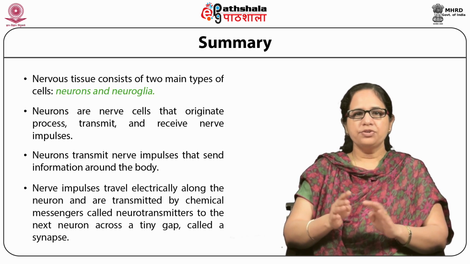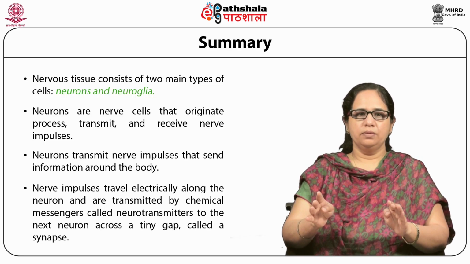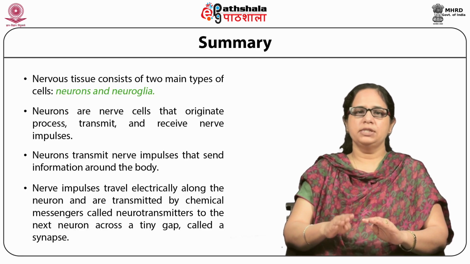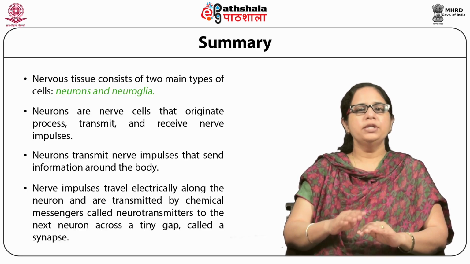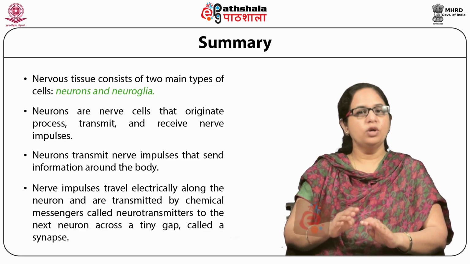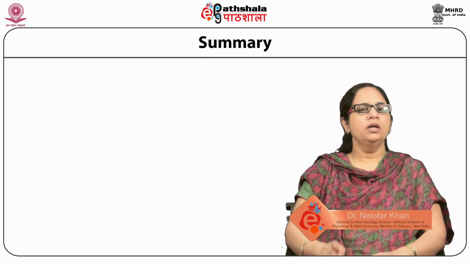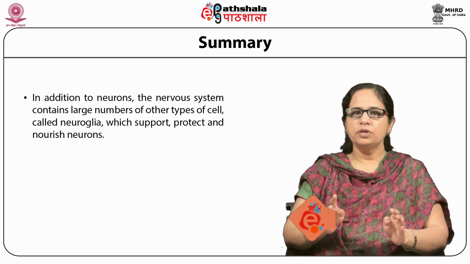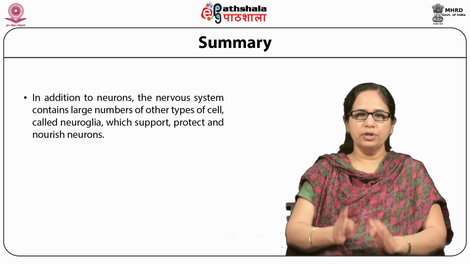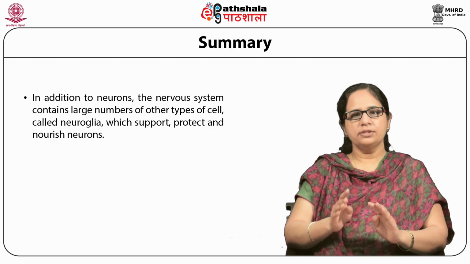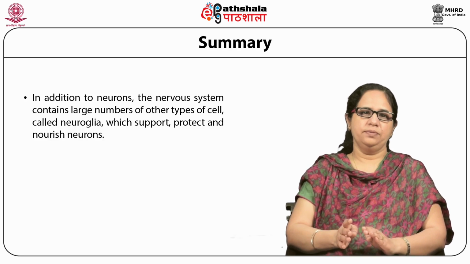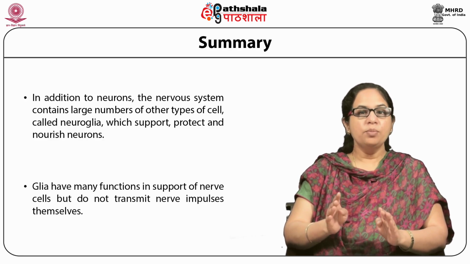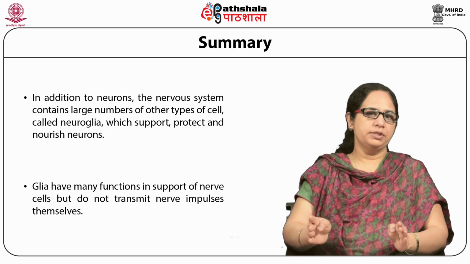Nerve impulses travel electrically along the nerve or neuronal membrane and are transmitted by chemical messengers, called neurotransmitters, to the next neuron across a tiny gap called the synapse. In addition to neurons, the nervous system contains a large number of other cell types. These are called neuroglia, and these neuroglia support, protect and nourish neurons. Glia have many functions in support of nerve cells, but they do not transmit nerve impulses by themselves.